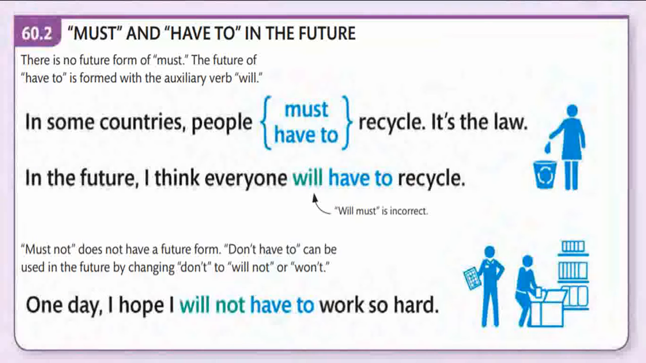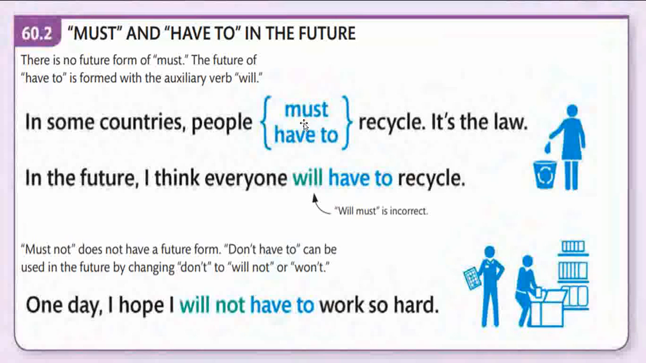Now let us see the next pointer. The next pointer is must and have to in the future. Now in the future, certain words do not have a construction. There is no future form of must. The future of must is formed with the auxiliary verb will.